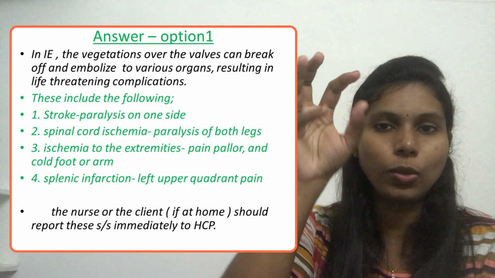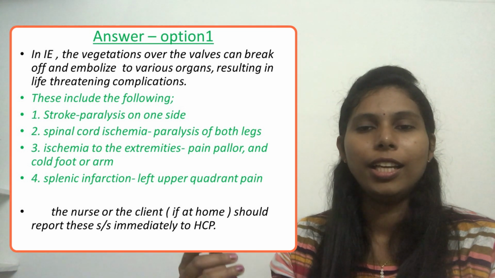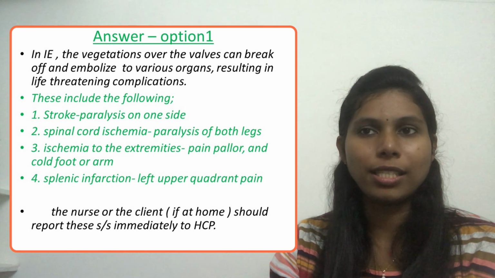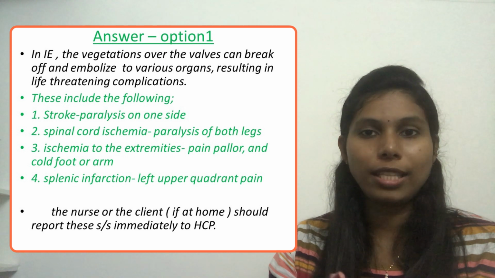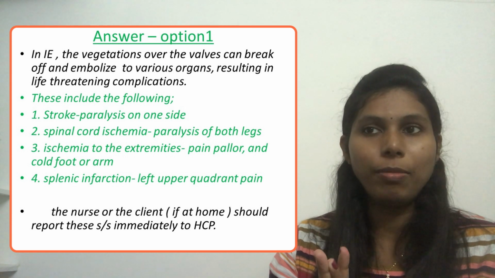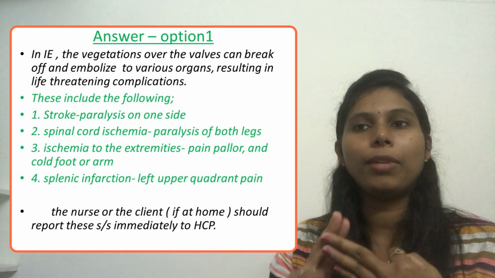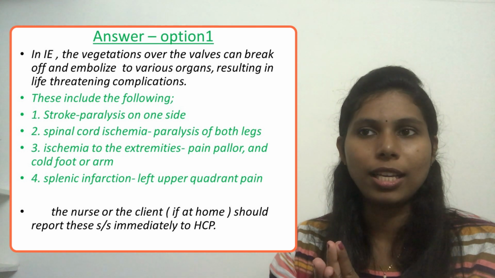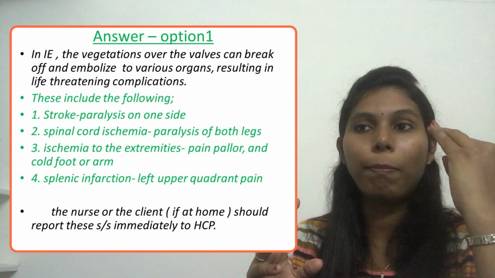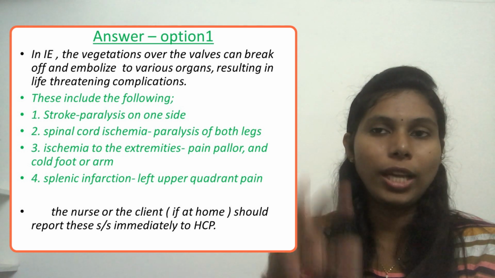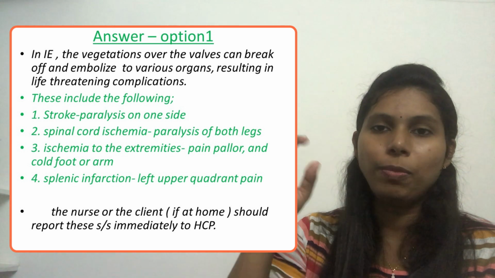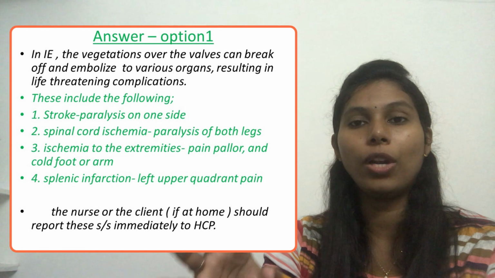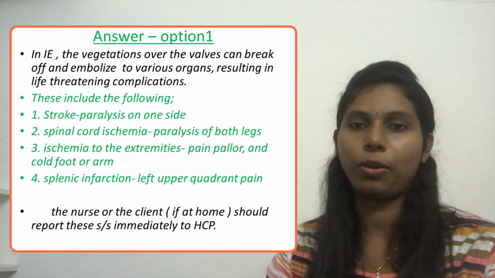When these emboli reach other organs, what will happen? Definitely they will create life-threatening complications. Here you can see some of those complications. The first is stroke, with paralysis on one side, and another is spinal cord ischemia, with paralysis of both legs. Sometimes if it goes to the legs, it may lead to ischemia of the extremities. The symptoms are pain, pallor and a cold foot or arm. That is what they show in option 1, which means this is a complication situation. So this requires the highest priority compared to all the other 3 options.